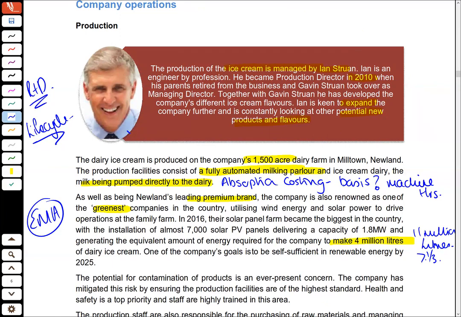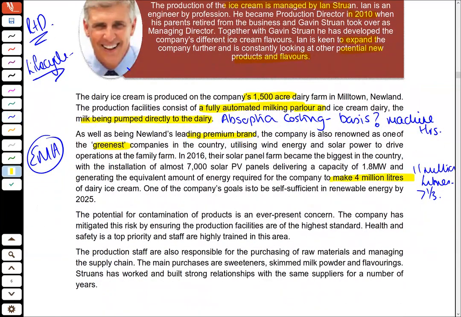The potential then for contamination is an ever-present concern. So this is some risk, isn't it, that we've got. The company has mitigated the risk, so it's managed the risk by ensuring the production facilities are of the highest standard, with health and safety being a top priority, and we have highly trained staff. The production staff are also responsible for the purchasing of raw materials and managing the supply chain.